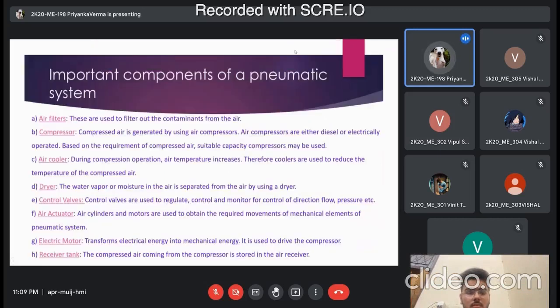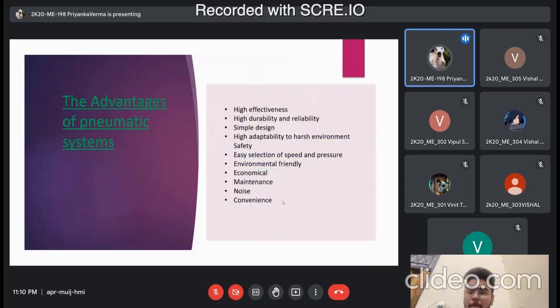These are the important components discussed. Air filters, as I discussed. The dryer is used so that water vapor or moisture in the gas is separated by using the air dryer. The electric motor transforms electrical energy into mechanical energy, which is used to drive the compressor. And the actuator in the end, where air cylinders or motors are used to obtain the required movements of mechanical elements of the pneumatic system. Next are the advantages.